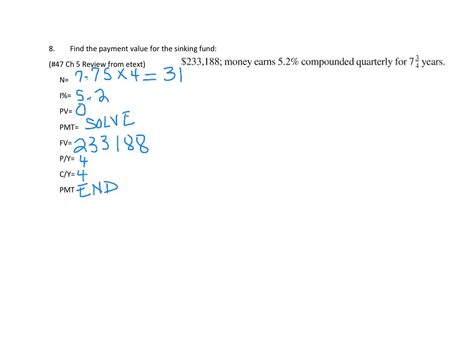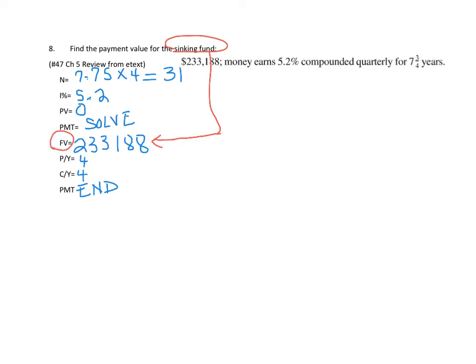Number 8 says that we are considering something called a sinking fund. Keep in mind that the purpose of a sinking fund is to save money for some specific purpose. And in this case, the sinking fund has a value of $233,188 for some future project. But keep in mind that is the future value. The amount given for a sinking fund when you're trying to find those payments is how much money you need in the future.